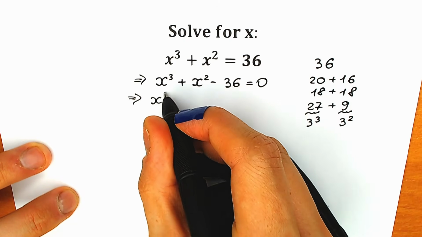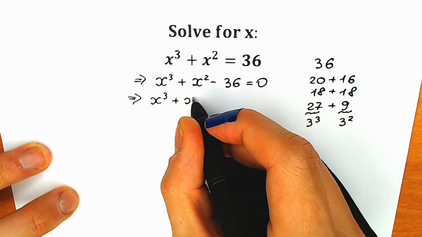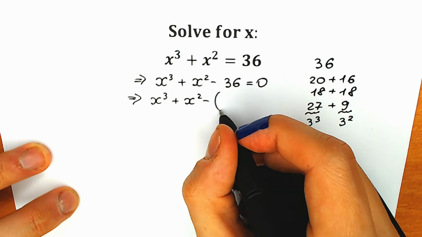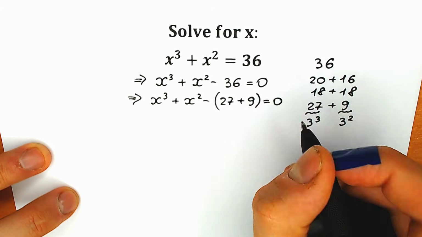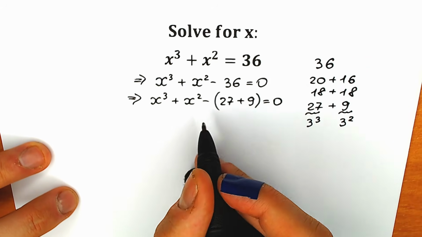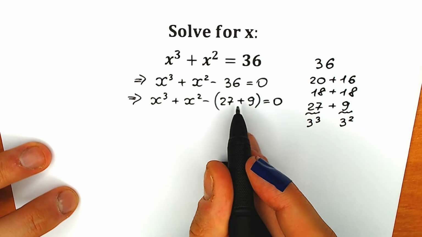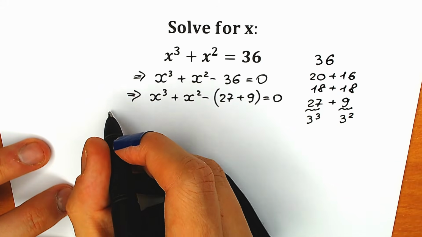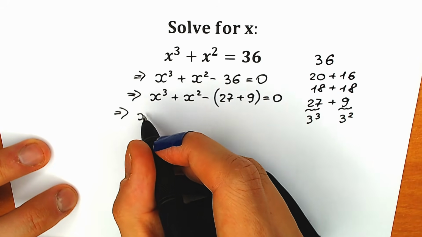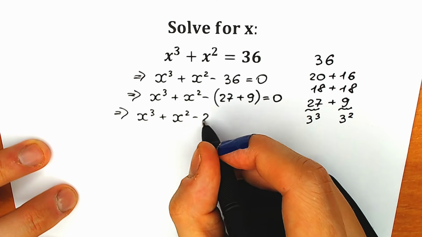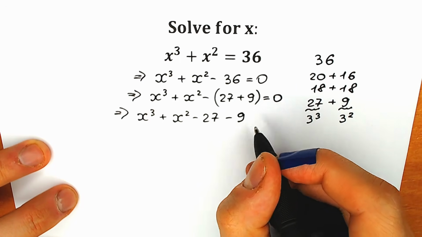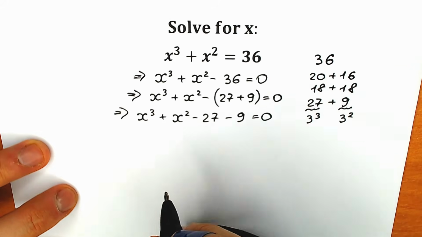So we have x cubed plus x squared minus (27 plus 9) equals 0. Right now, let's open our parentheses real quick. We have a negative, so we need to change the signs to the opposite ones. So we have x cubed plus x squared minus 27 and minus 9 equals 0.